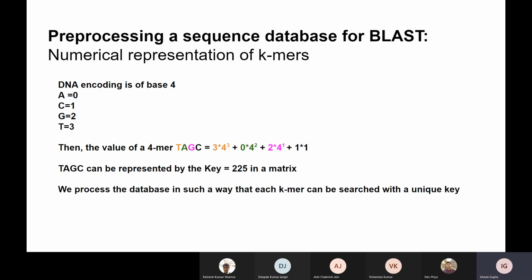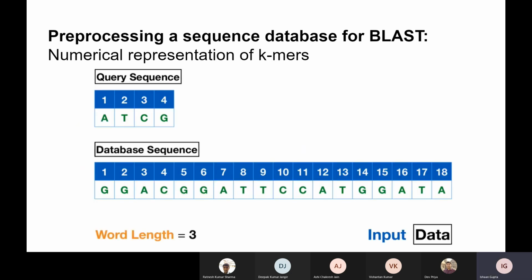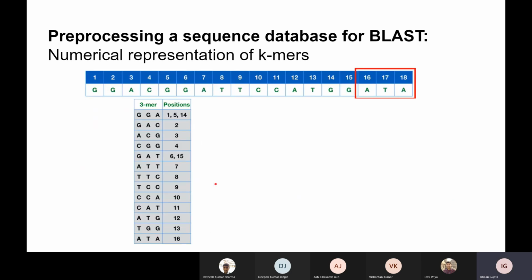Okay. So we can process the database in such a way that the k-mers can be searched with a unique key, as you would do in the case of a hash table. So how does it look? In this case, the word length is 3, right? This is what we have specified. This is our query sequence. Let us say this is our database sequence. We take all the k-mers extracted from our database. So these are the k-mers that are extracted from the database.